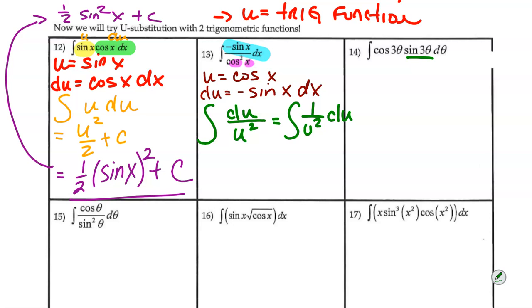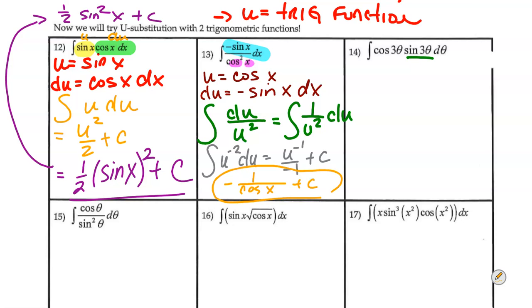Okay, so I'm going to integrate this as u to the negative 2 du, which ends up being u to the negative 1 over negative 1 plus c. The integration part of this, you realize I'm going to go incredibly fast. We've done this so many times now. And then I just replace this with u. Actually, let me write it this way. I have my negative 1 over my u, which is cosine of x, plus c.